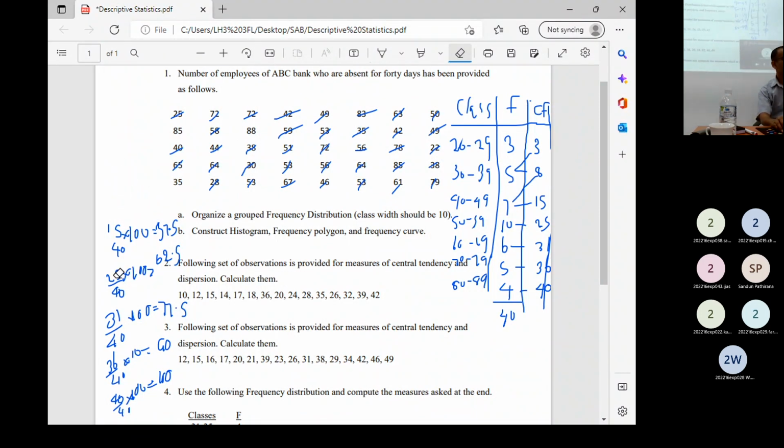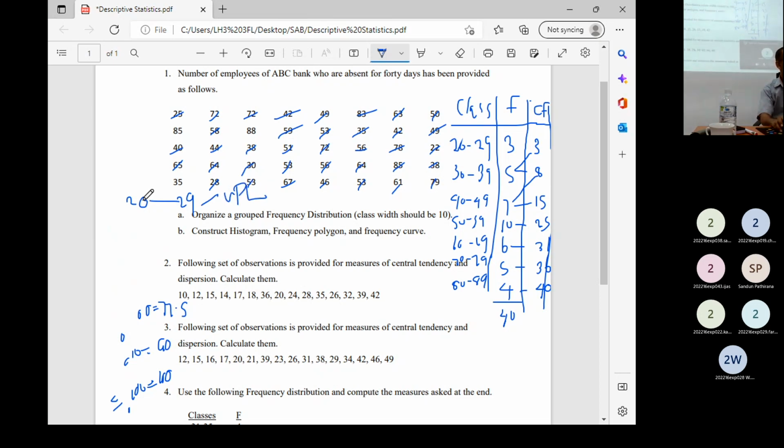Right, as an example, 20-29. This is the lower practical limit, and this is the upper practical limit. Upper practical limits and lower practical limits.